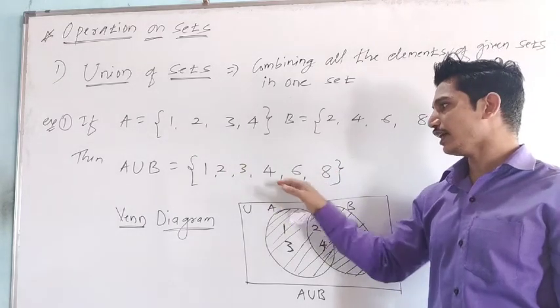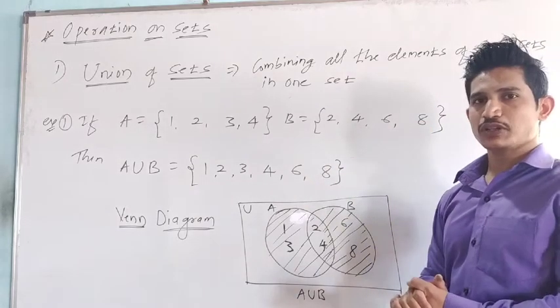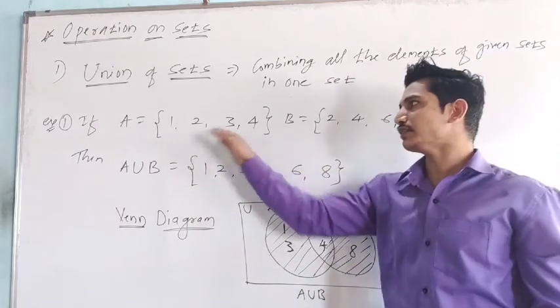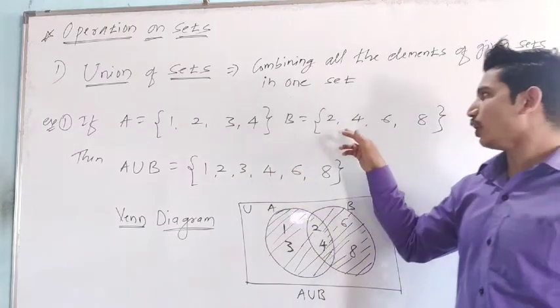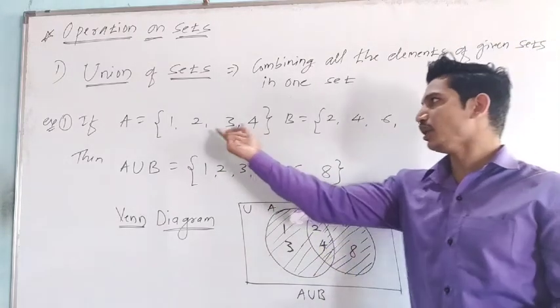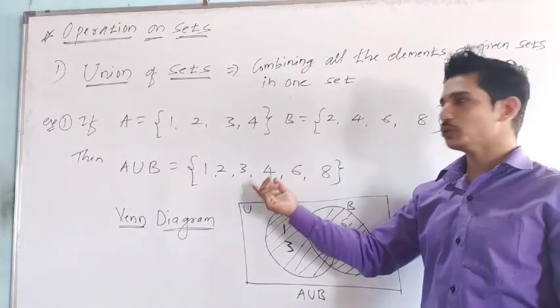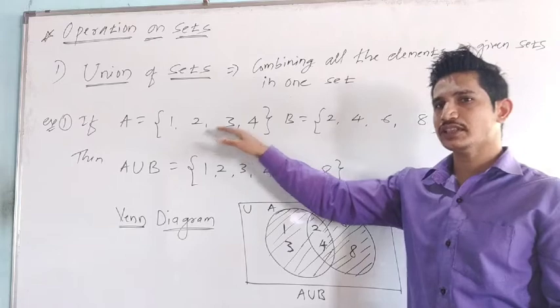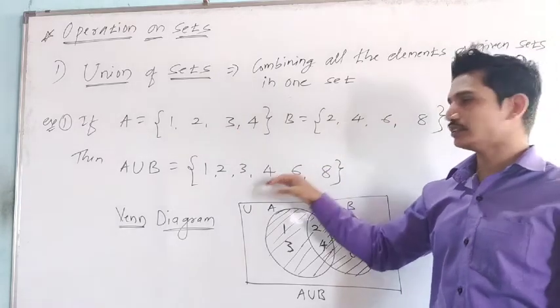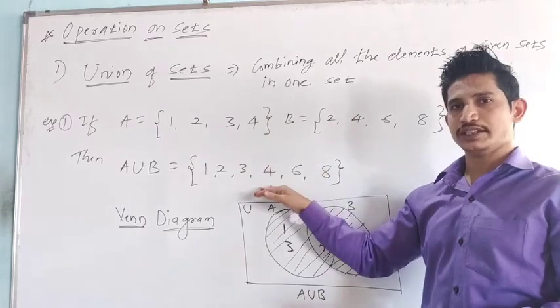2, 4 is here. Again, don't write 2, 4. 6 and 8 is here. So 6 and 8. Okay, so all the elements of this set A are here, and all the elements of this set B are also here. So we combine the elements of this and the elements of this in one set, writing all the elements in one set.